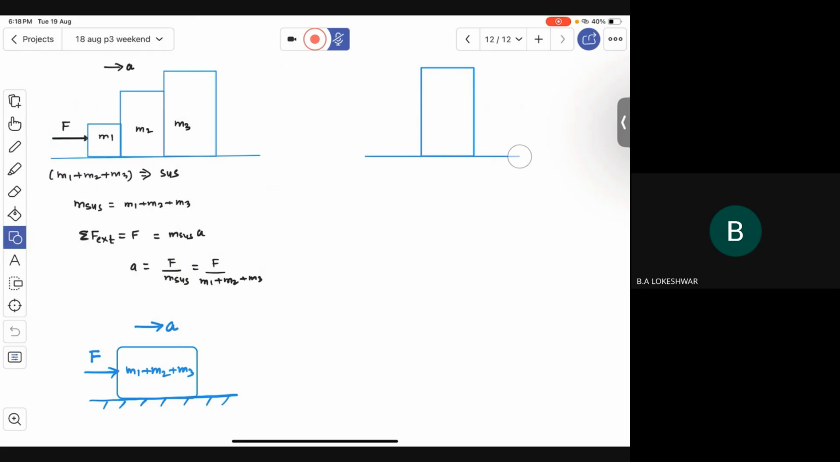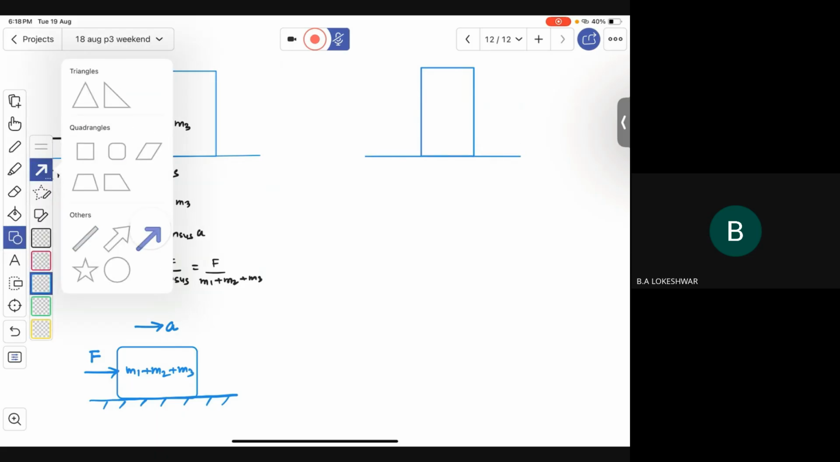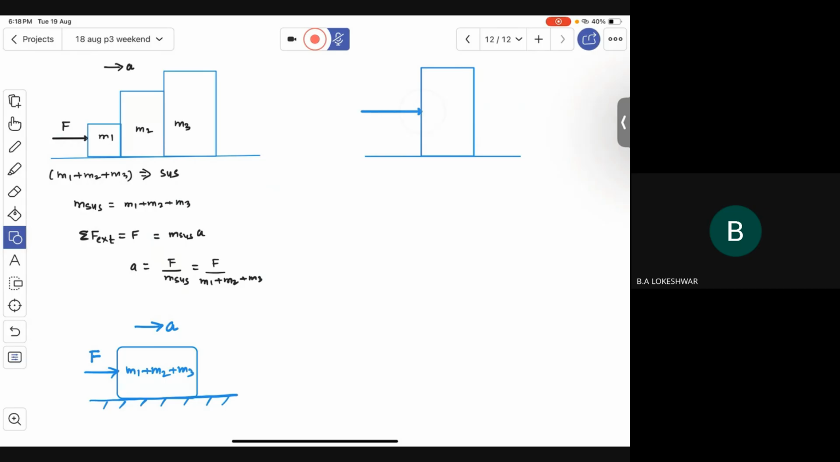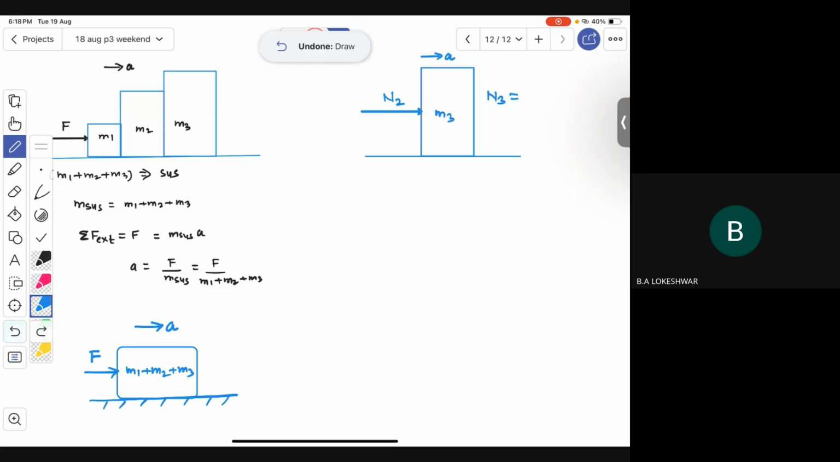Because M3 has only one force applied on it, the normal contact force from M2, we call it N2. N2 is the only force acting on M3, and because of this force M3 moves with acceleration A. So N2 will be M3 into A, and that A we can find orally.